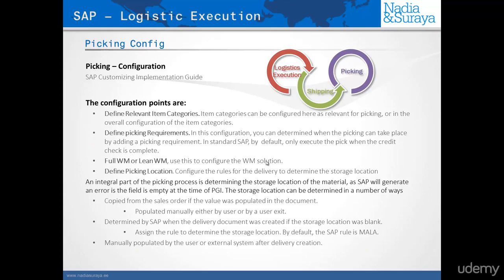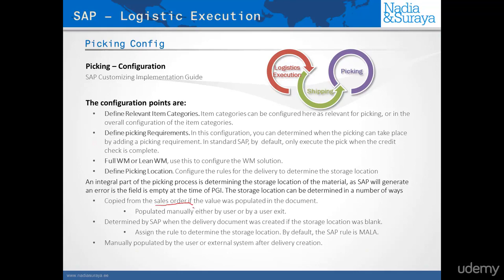Also, the storage location is part of the determination for the WM warehouse. So you could have different storage locations that could potentially select different WM warehouses, or even not select the WM warehouse at all. And it all starts from the sales order.